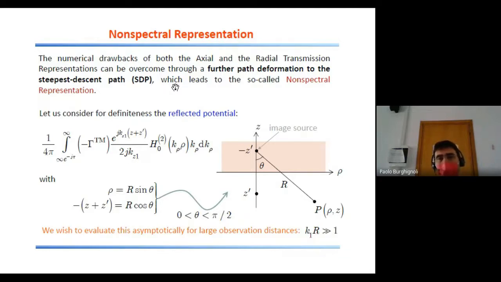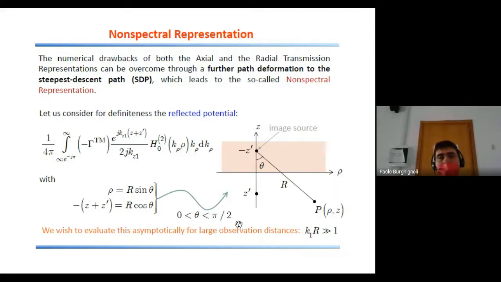Now, to illustrate, let us consider, for instance, the reflected potential, that is the potential in the lower half space. You can see here the reflection coefficient. Consider that the source is at Z prime. We can also introduce the geometric image source at minus Z prime. And if you connect the image source with the observation point, what you get is, by definition, capital R, this distance. And we can also define the angle theta here as in this figure, so that rho is equal to capital R times the sine of theta, whereas minus Z plus Z prime, which is a positive quantity, is equal to R times the cosine of theta. The angle theta goes from 0 to pi over 2.